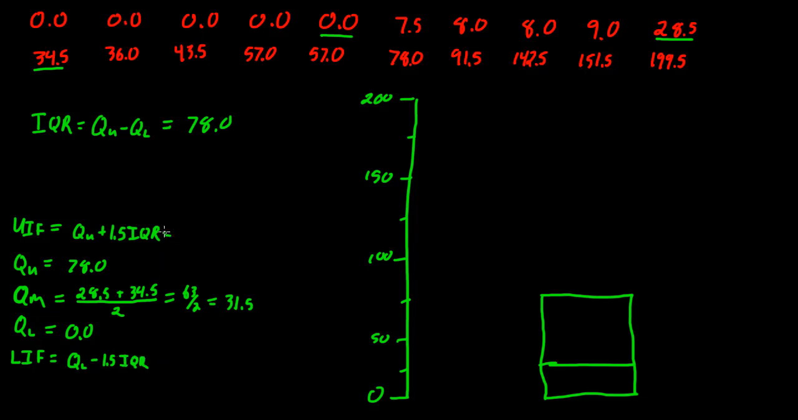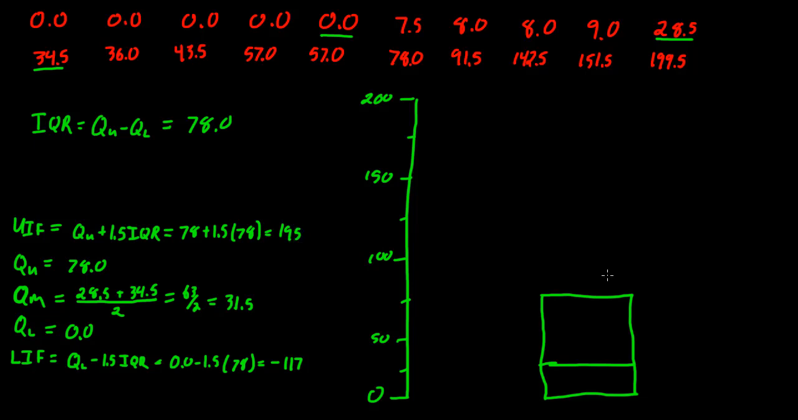And if we actually calculate those values, we're going to get 0.0 for our lower, minus 1.5 times 78, which is going to give us negative 117. And then for our upper, we have our 78 plus 1.5 times our 78 again, which is going to give us our upper inner fence value of 195.